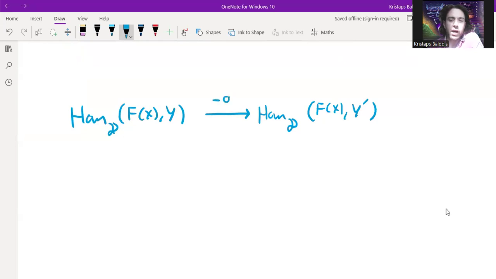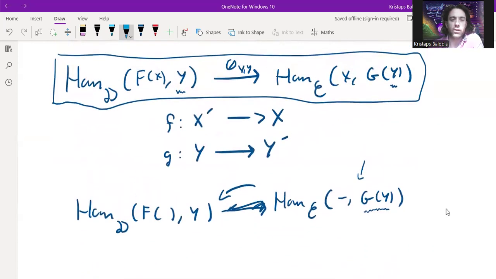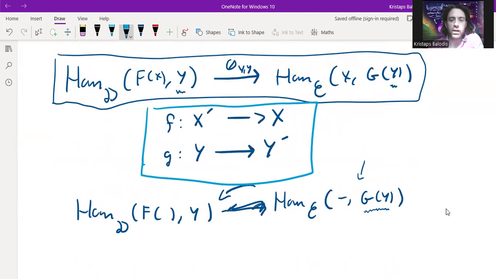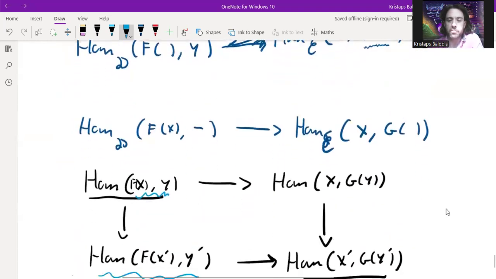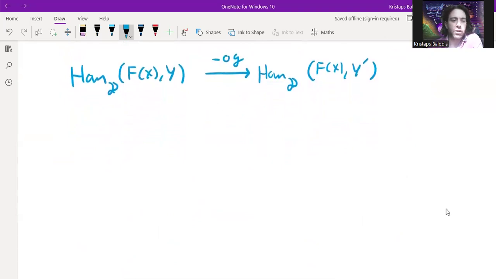So here we'll have pre-composition by the map G, right? So remember, I've chosen some f goes from x prime to x, G goes from y to y prime. Okay, so I've chosen those. Now the other thing I could do first, of course, is I could instead change the x prime first.